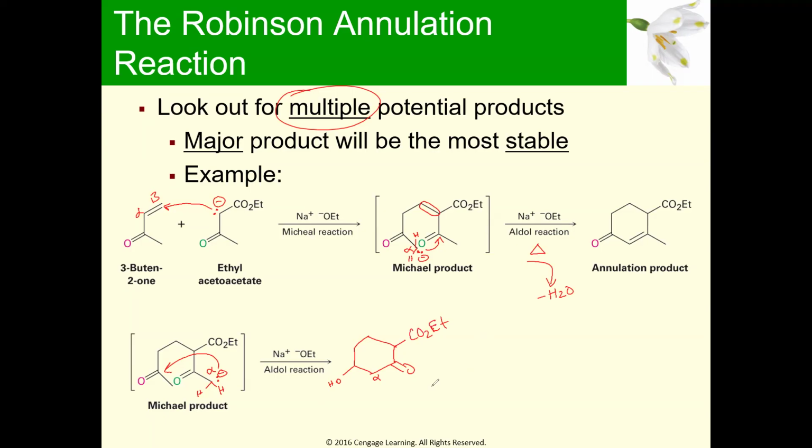Okay, let's make sure I got everything. I'm going to change colors just to highlight this. Here at this alpha position, I still have 2 hydrogens, and I still have some strong base around, some of that sodium methoxide. It can grab one of those hydrogens, which will dump its electrons into the bond between those 2 carbons. The OH group will leave. And you'll see the difference here in just a second.